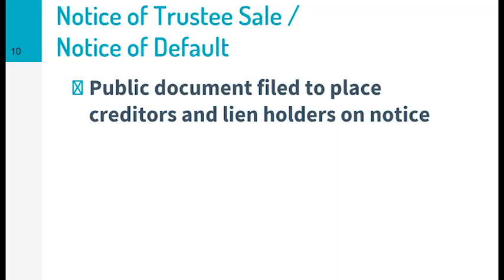A public document will be filed to place lien holders and creditors on notice of the pending foreclosure auction. This will give the lien holders or creditors an opportunity to try and protect their invested interest in the property. Because if you remember in our lien position class, we have a hierarchy. If you're first in line, you get paid first. If you're second in line, you get paid second.